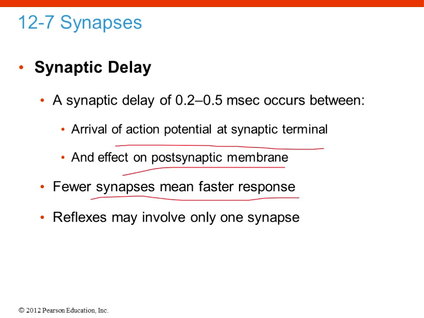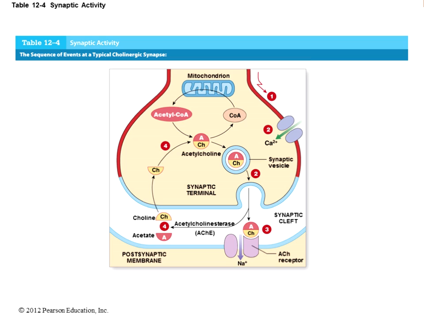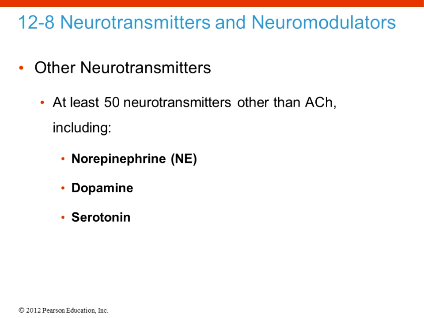We're going to be looking at reflexes in the next chapter when we look at the spinal cord. Some reflexes may only involve one synapse. We call those monosynaptic, and those are the fastest reflexes you can have. But there are other types of reflexes that have multiple synapses that take a little bit longer but give you a more complex response, and we call those polysynaptic. So this synaptic delay is significant, as we'll see when we look at reflexes.